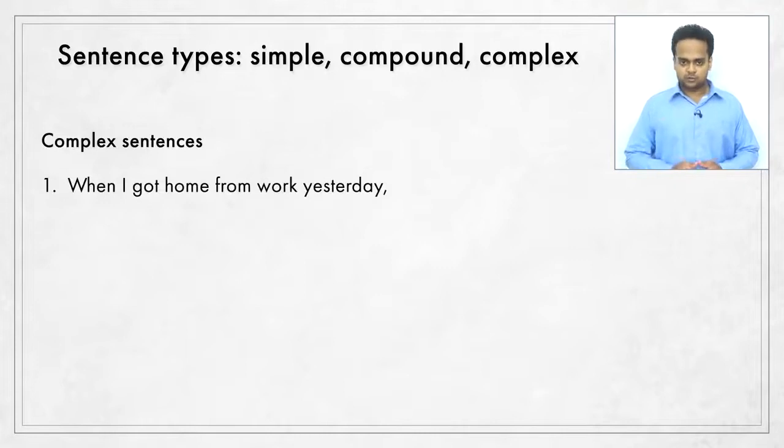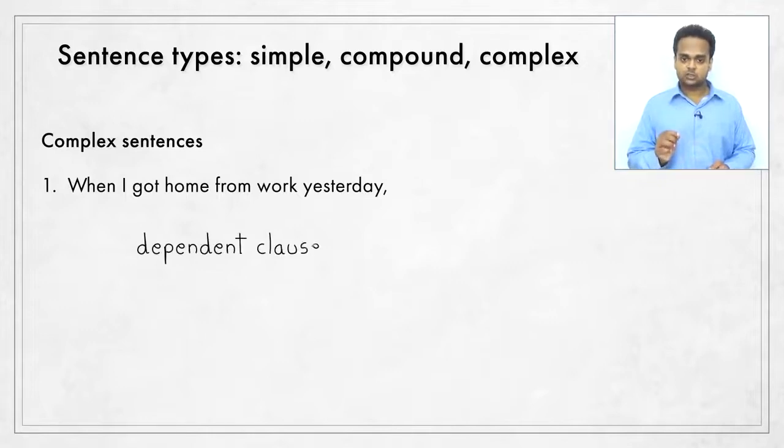Here's a clause first. When I got home from work yesterday. What do you notice about it? Well, it has a subject, I, and a verb, got. But this clause is just not a complete sentence. And that's because if I say to you, when I got home from work yesterday, you will ask, okay, what happened? What did you do? So you see, this thought is not complete. So this is not an independent clause.